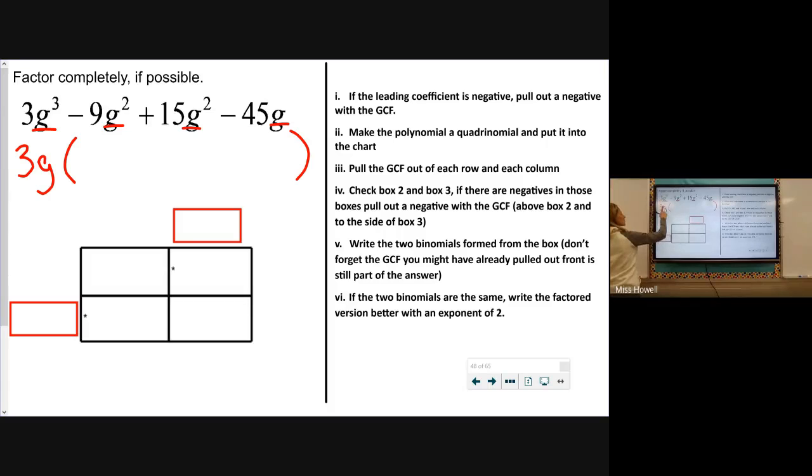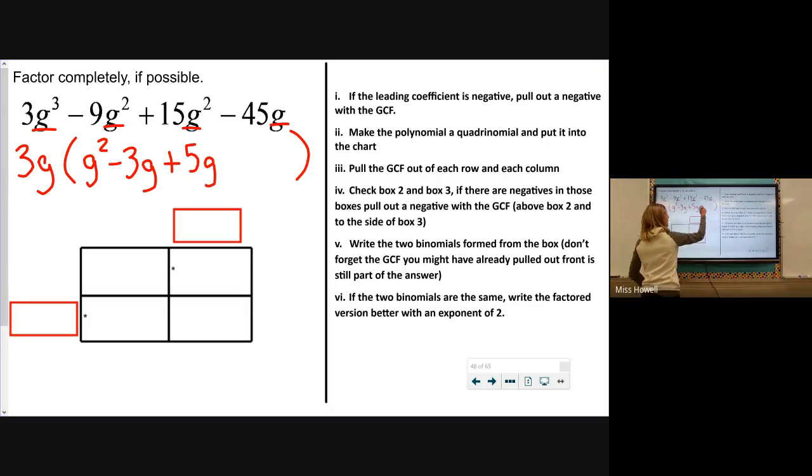3g to the third. I took the 3 out and 1g out, so there's 2g's left over in here. All right, -9g squared, we took 3 out, so there's a -3 left, and we took out one of the 2g's, so there's still one inside. 15g squared divided by 3 would give us a positive 5, and we took out 1g, so 1g still left over in here. -45g, we took the g out, so no more g on the inside. And -45 divided by 3 would give us a -15.